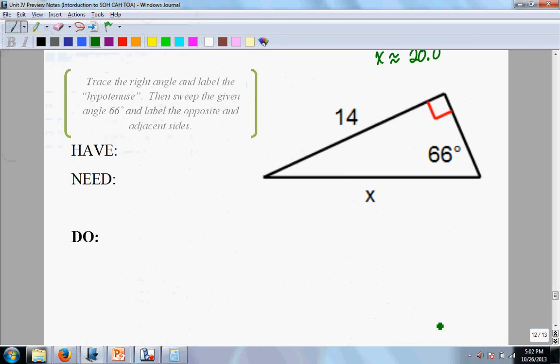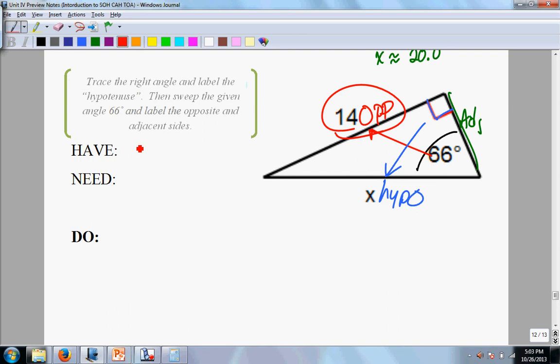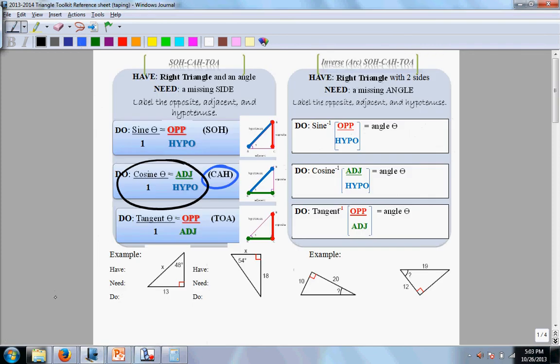Let's try this one. Again, labeling opposite, adjacent, and hypo. If this is your theta, that means 14 is your opposite. This side would be adjacent. And if there's your right angle, that means our x is our hypo here. So we have our opposite side. That's an O. We want our hypo, which is H. And you ask yourself what goes with OH? You check here. What goes with OH? And it's SOH, which is sine of theta.